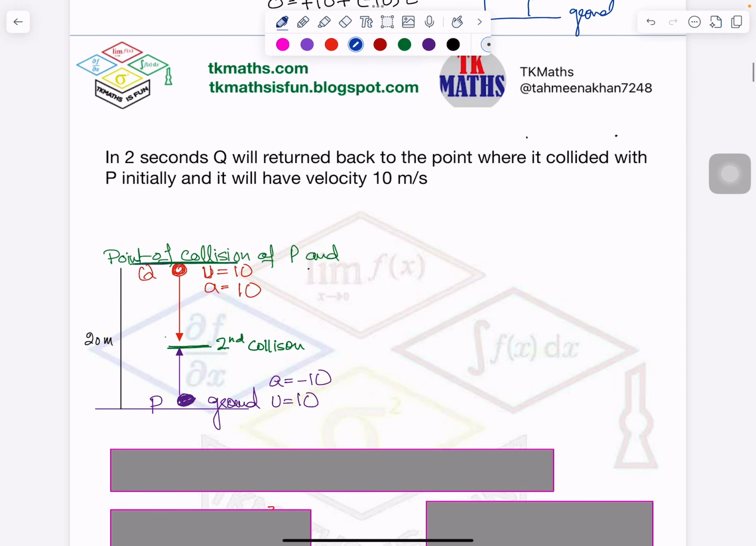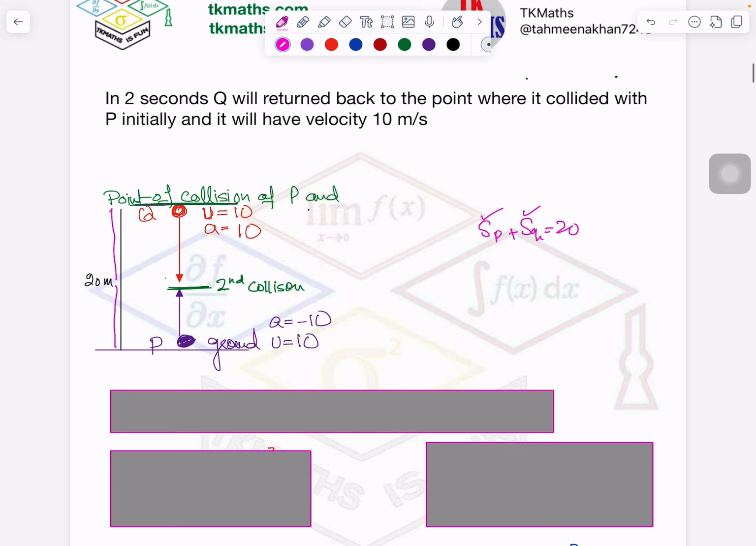Now this is the time when they are hitting. Now what is the important thing here? The distance covered by Q and the distance covered by P. If we add this up, it will be equal to 20. So we will do what? SP plus SQ is equal to 20. So let me find out, using the constant acceleration formula, the distance covered by SP and the distance covered by SQ.